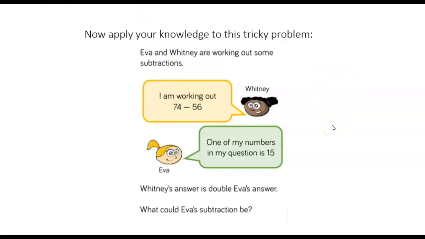If you print it out, you can write it down the side. If you do it in your book, you can have a bit of a jot of the question. But don't forget to keep your 10s in one column and your 1s in the other column. And then see if you can work it out. So start by working out what Whitney's answer is.